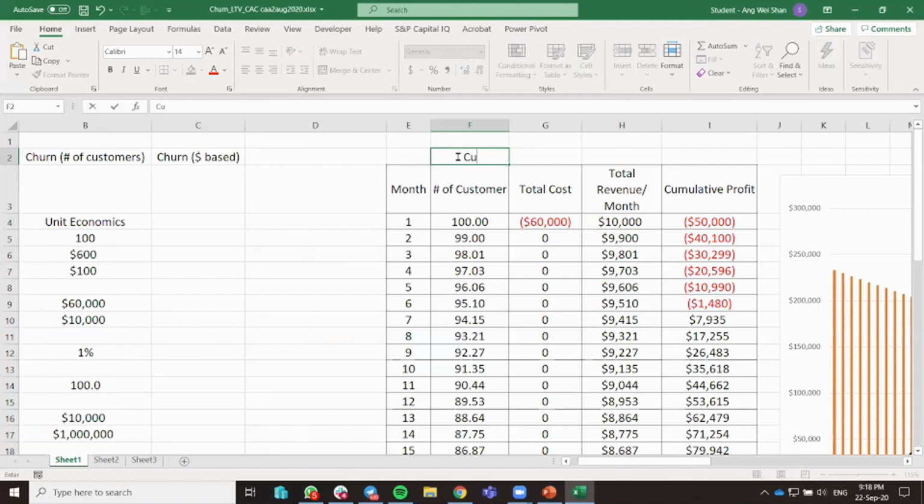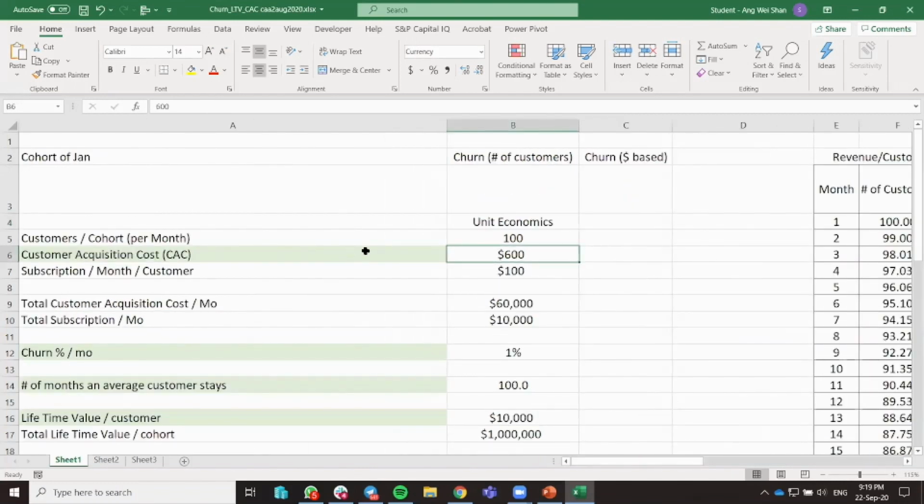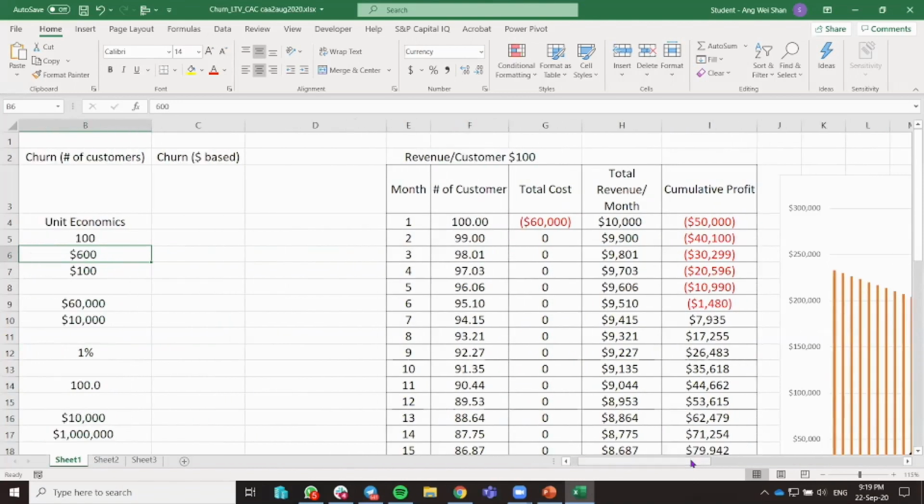Let me write down here: revenue per customer. This is $100. Next, I will incur an upfront cost of $60,000. How did I get $60,000? My customer acquisition cost for each customer is $600. So if I have 100 customers coming in, I incur $60,000. So $600 times 100, this is how I get $60,000.